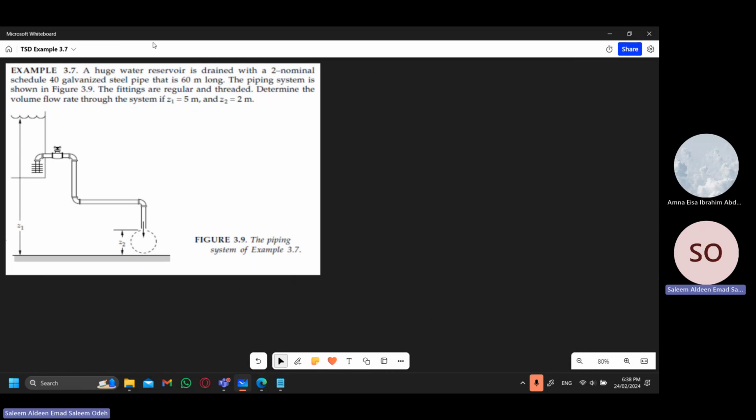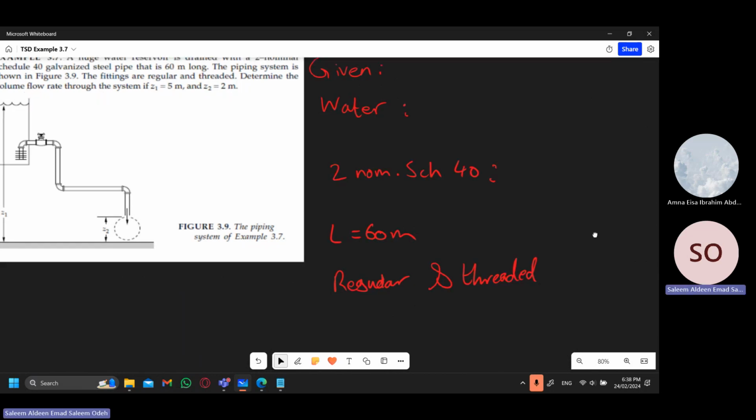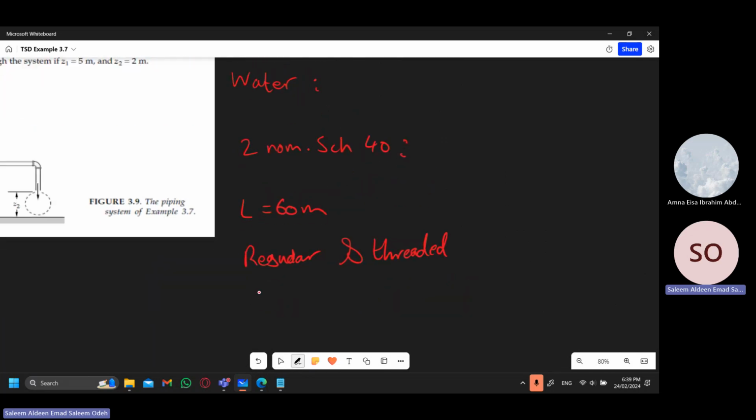We'll start off the question by writing down all the givens that we have been provided with. First, the fluid used through the piping system is water. The second is the dimensions of the pipe, which is 2 nominal schedule 40. The pipe length is 60 meters. The fittings are regular and threaded. They also gave us the height at the inlet, which is Z1 equals 5 meters, and the height at the exit, which is Z2 equals 2 meters.